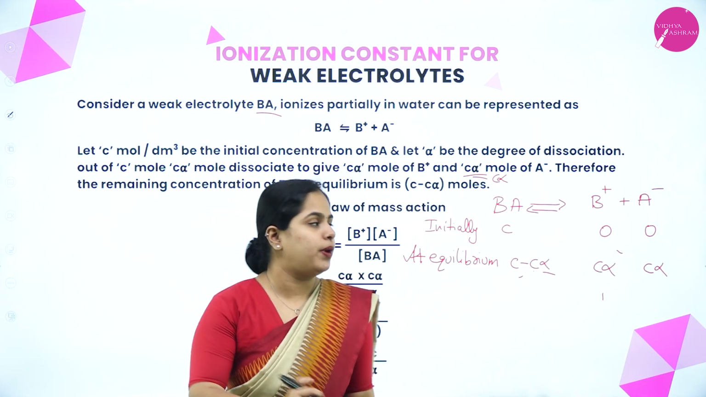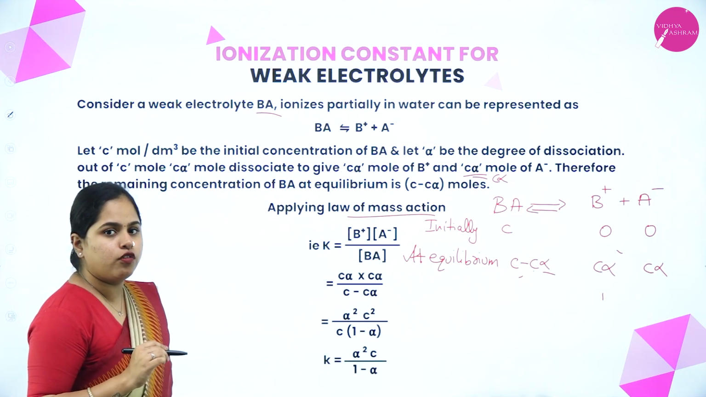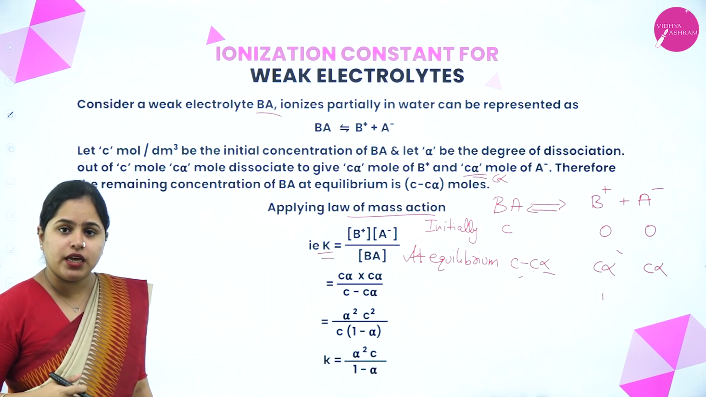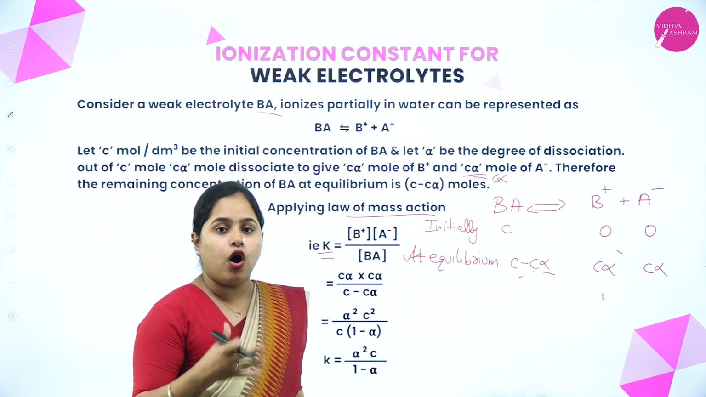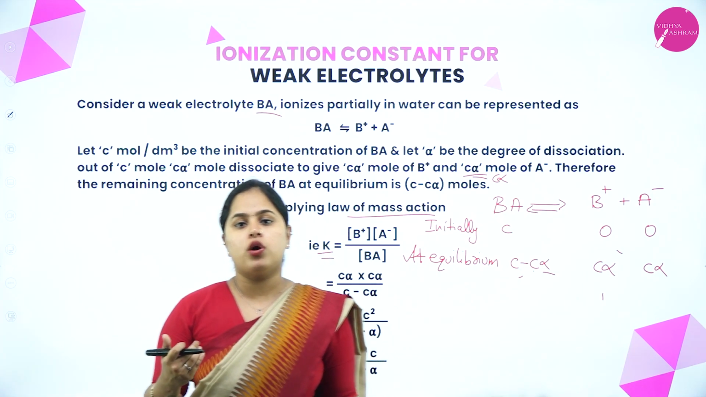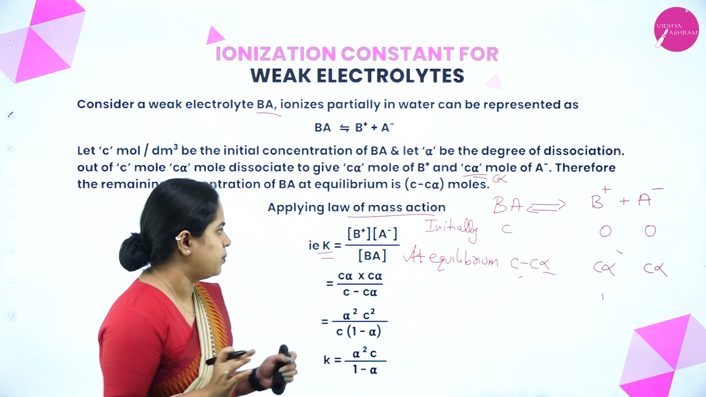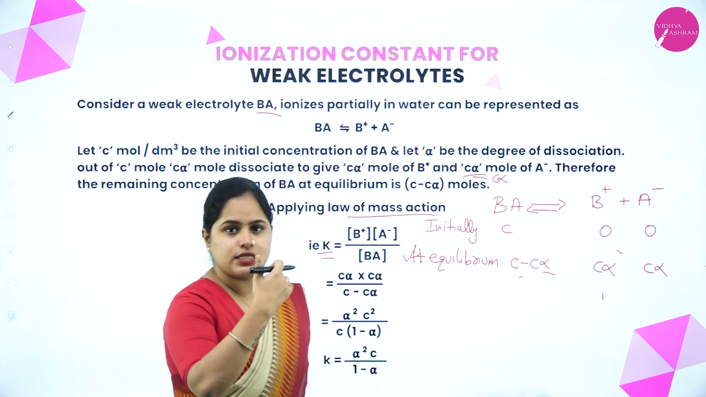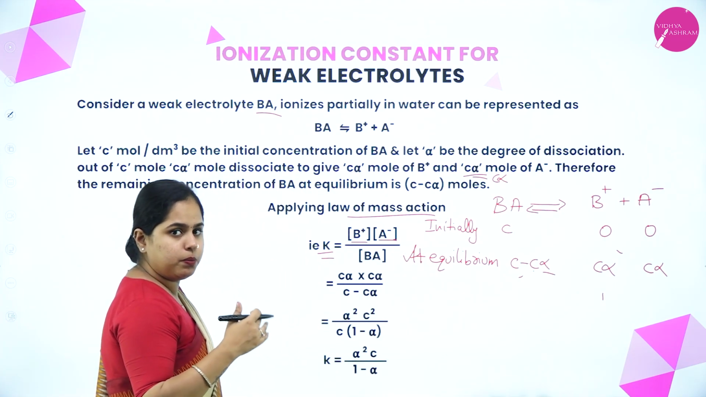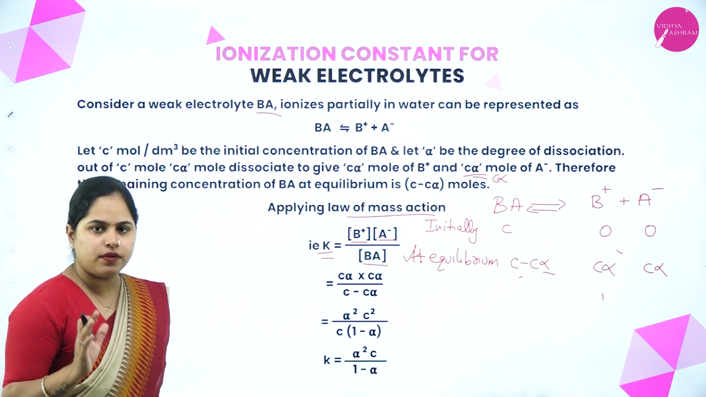Now we are going to apply the law of mass action, which we have already studied. What is the law of mass action? The equilibrium constant will be equal to the product of molar concentration of the products divided by the product of molar concentration of the reactants raised to the power which is equal to their stoichiometric coefficient. So in this equation, what are the products? It is the dissociated ions, right? So it is the molar concentration of B plus into A minus divided by BA. This law of mass action we have already studied.